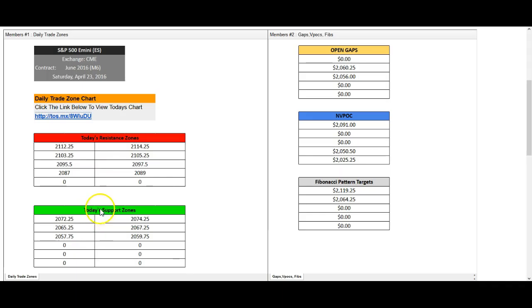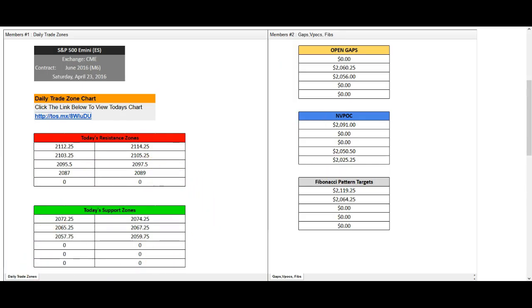Today's support zones are going to be below the current market, 2072 and a quarter to 2074 and a quarter. Over on this side, we're going to look at open gaps and naked VPOCs, or also just VPOCs, virgin points of control, same thing. And then Fibonacci pattern targets, and I'll go over how we get these. These are kind of bigger targets that I look for.